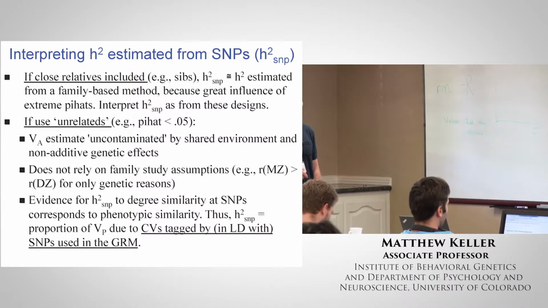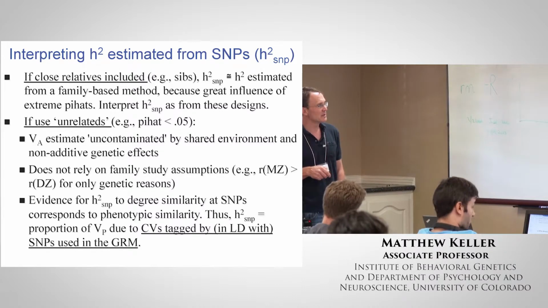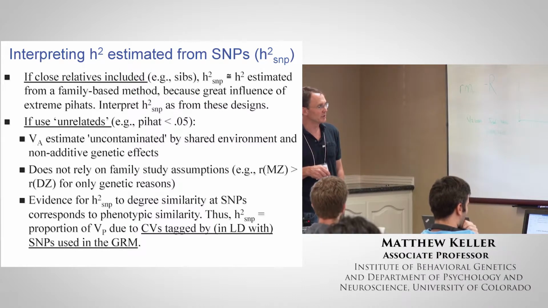So if we use unrelated people who are less related than, say, 0.05, which is kind of an arbitrary cutoff, then it should be the case that the estimate of additive genetic variance that we get from this, or SNP heritability, perhaps I should have said, is uncontaminated by shared environmental effects and non-additive genetic effects. It doesn't therefore rely on these assumptions that you have to make in family studies.